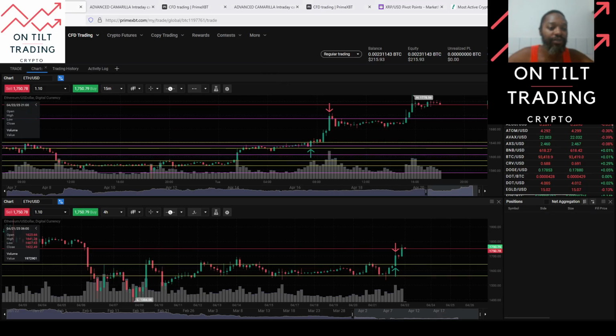Ethereum got my attention. We'll come over here to the 15-minute chart. This morning, setting up here at the R4 Camarilla pivot level, based on the Camarilla pivot trading system, which is incorporated into my trading system.